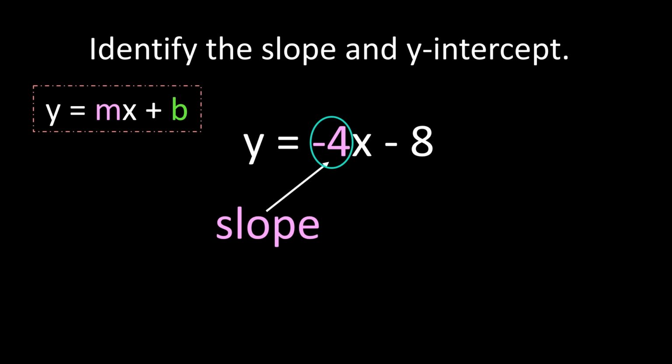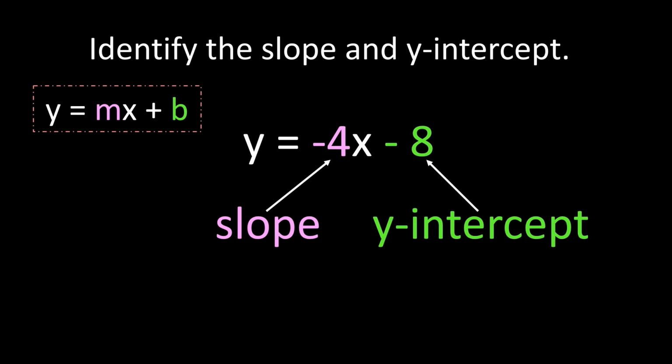And then my y-intercept is where b is. And in this example, I have a negative 8. Again, checking the sign, it is a negative 8. So my y-intercept is negative 8.